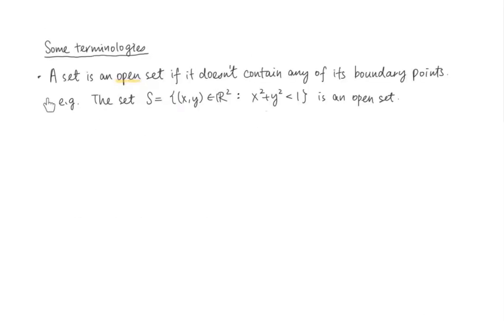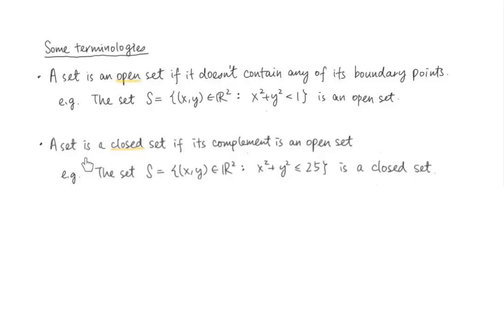A set is regarded as an open set if it doesn't contain any of its boundary points. For example, the set that contains all points in R2 such that x squared plus y squared is less than 1 is an open set because it only contains points within the inner part of the disk with radius less than 1 and with origin (0, 0), but it doesn't include points which lie on the boundary, which is x squared plus y squared equals 1.